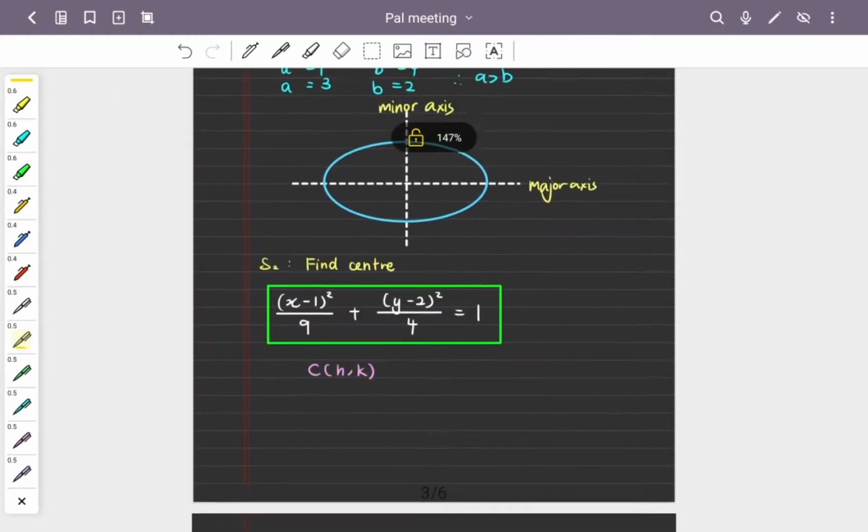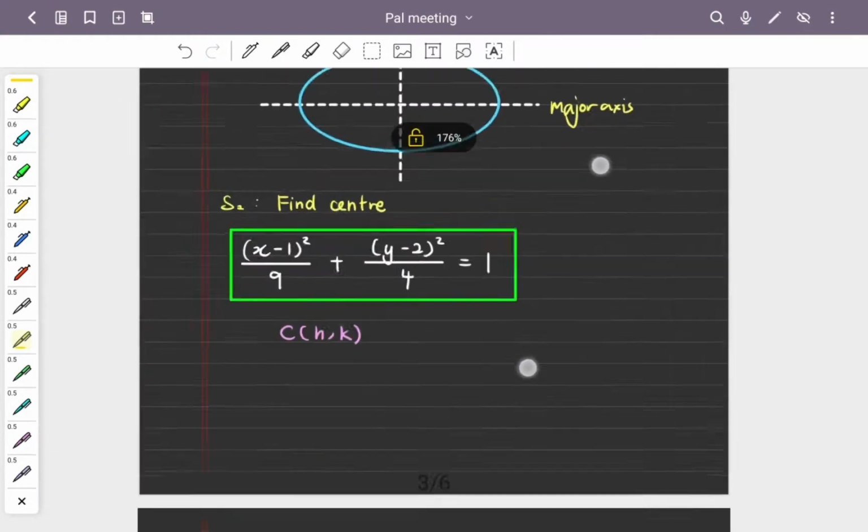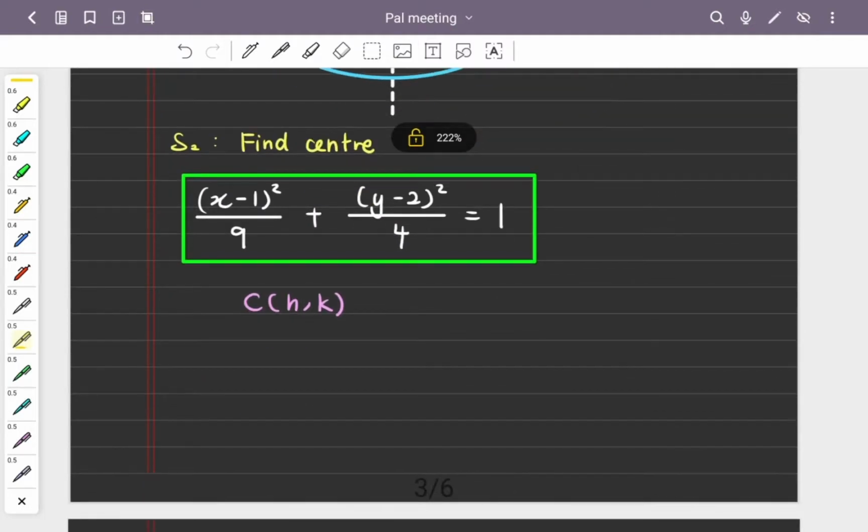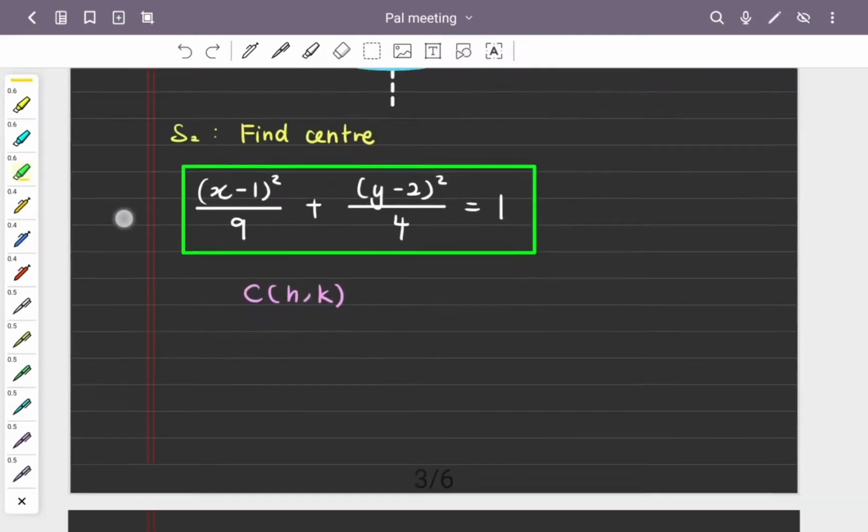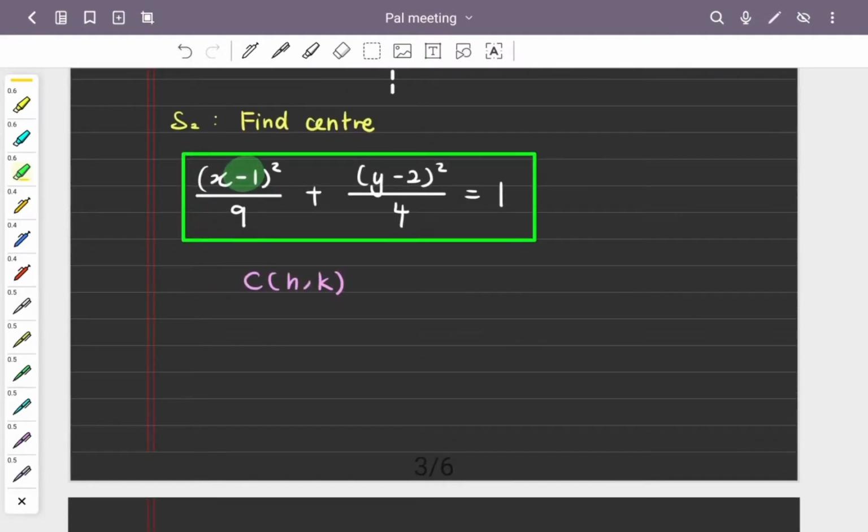Okay, next you need to find the center. The center is just H, K, but not that. This one is negative H, and this one is negative K. So to make it safe, you can write it down. Negative H equals negative 1, so H equals 1. And negative K equals negative 2, so K equals 2. So your center is 1, 2.